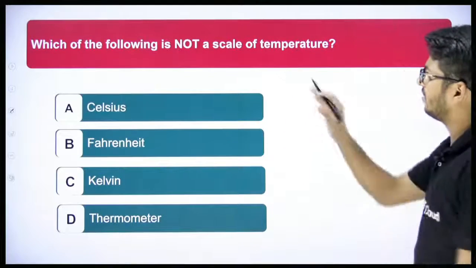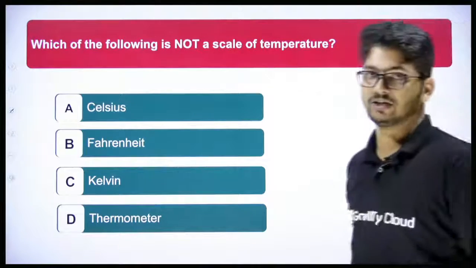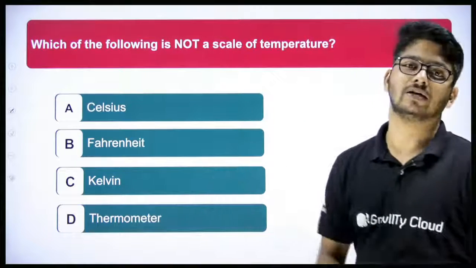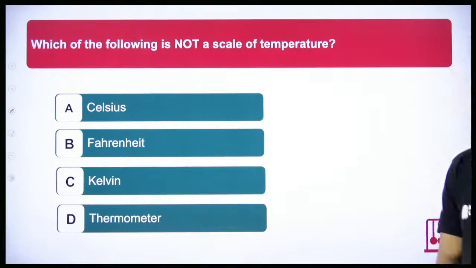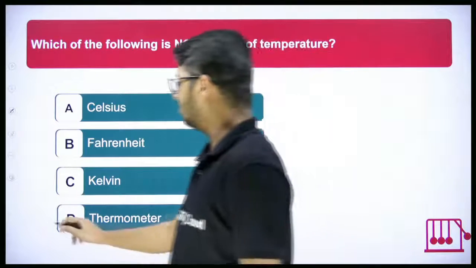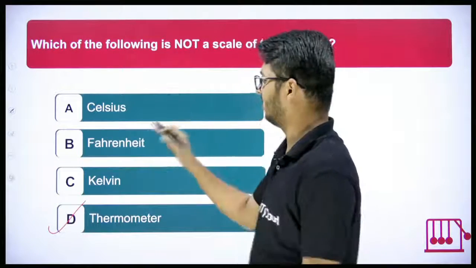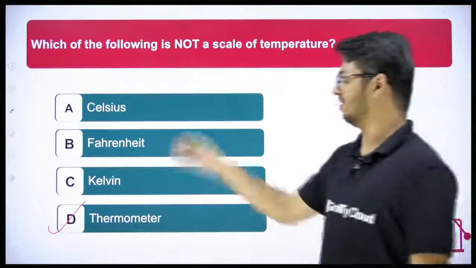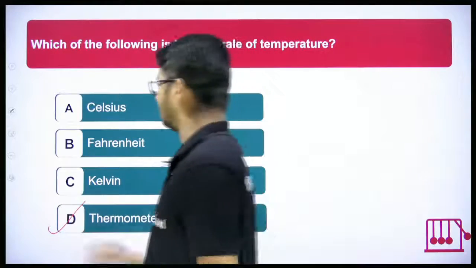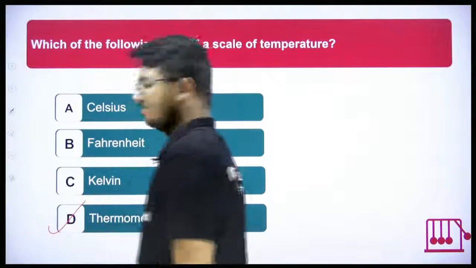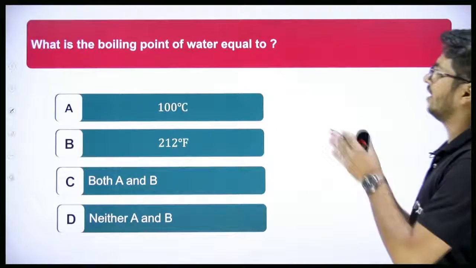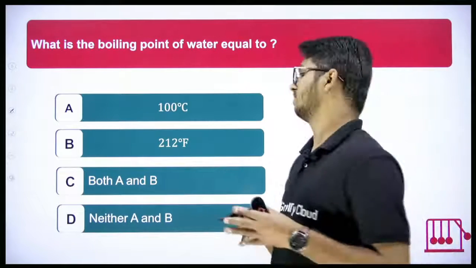Next. Which of the following is not a scale of temperature? Celsius, Fahrenheit, Kelvin, thermometer. What do you think? The answer is thermometer. We have different units. We have Celsius scale, Fahrenheit scale, Kelvin scale. We have their corresponding units also. But thermometer is an instrument to measure temperature. So the answer is thermometer. Clear?